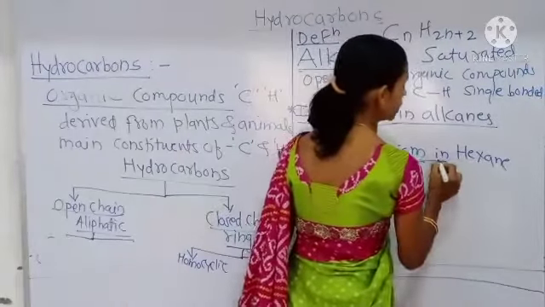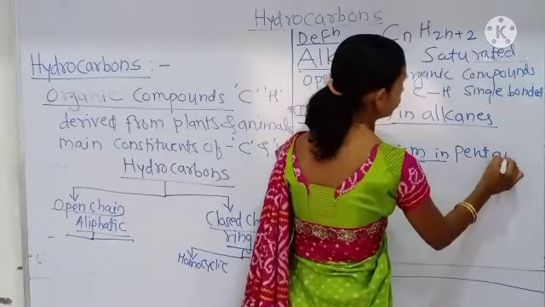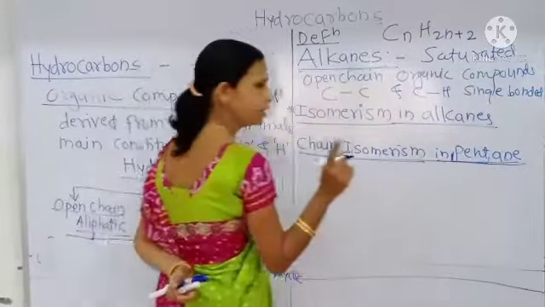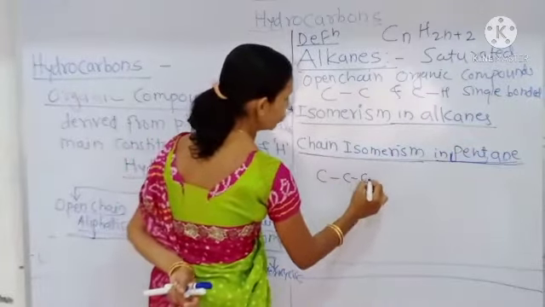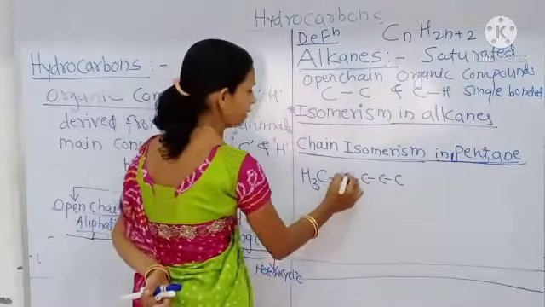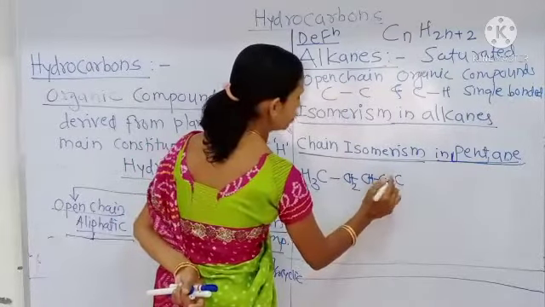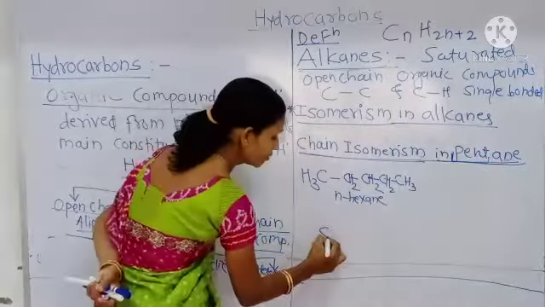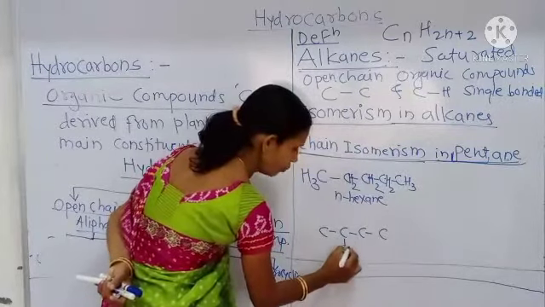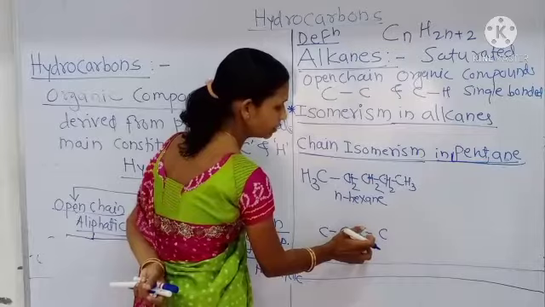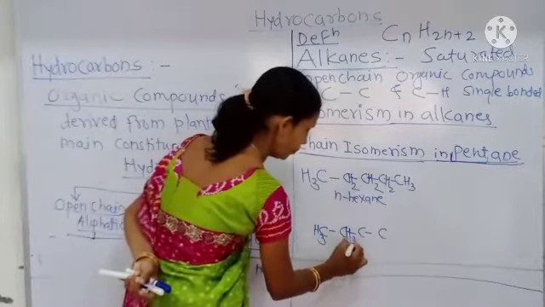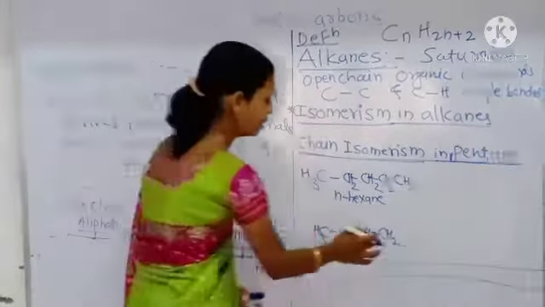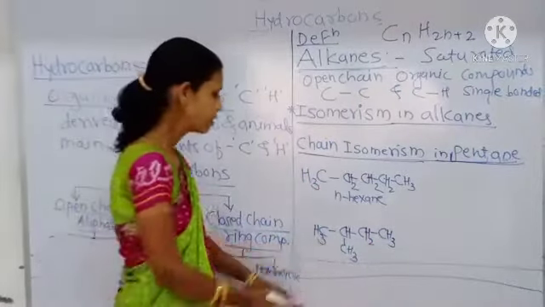Now, chain isomerism in pentane. First of all, we have to study the chain isomerism in pentane. Penta means it contains 5 carbon atoms. When these 5 carbon atoms are arranged in a straight chain, it is the normal chain of pentane, known as n-pentane. Similarly, in the branched alkane, one CH3 group is attached to the second carbon atom. Pentane shows different types of chain isomerism, that is isopentane.